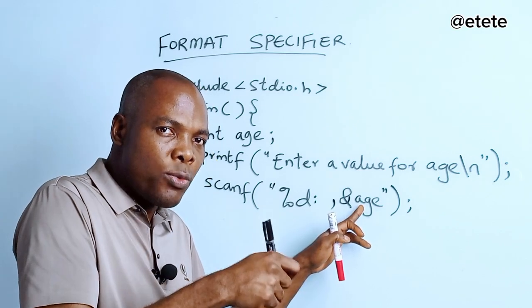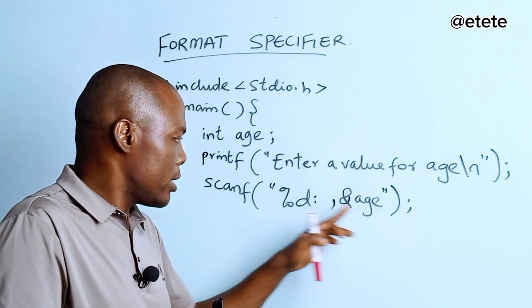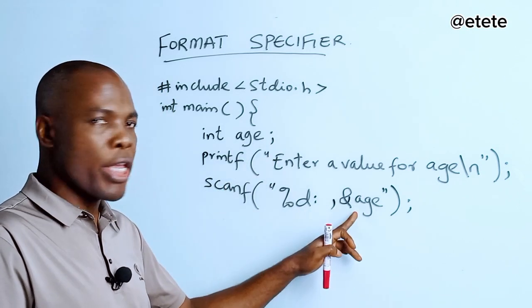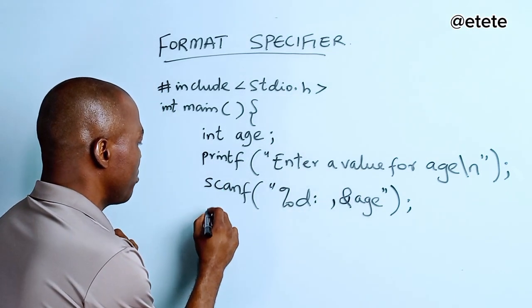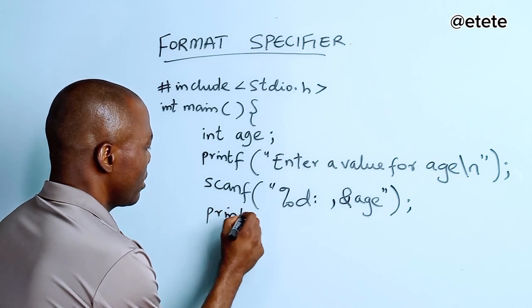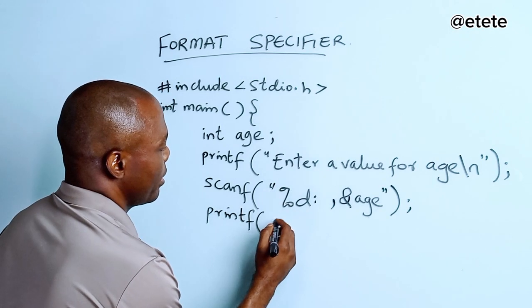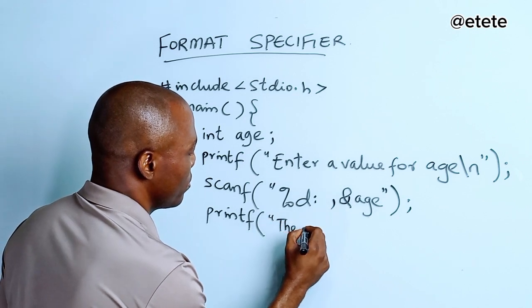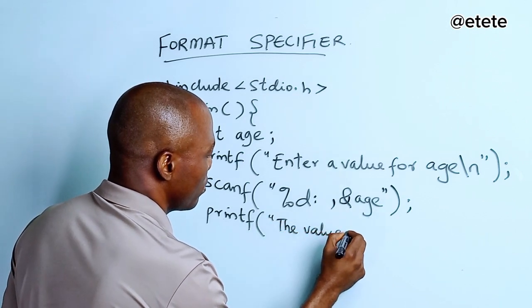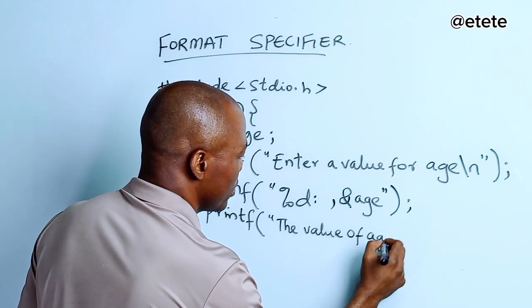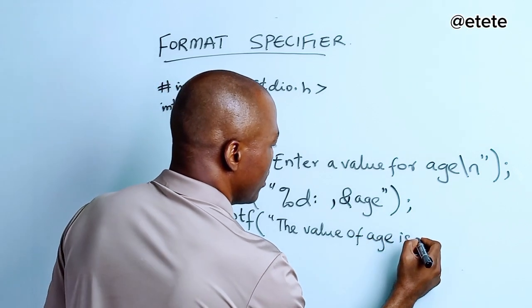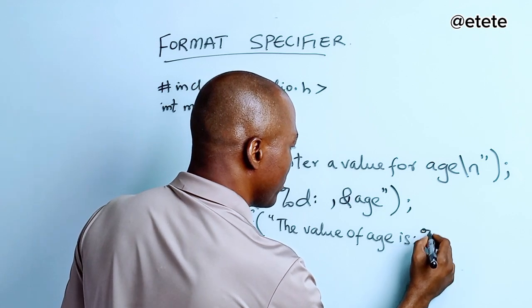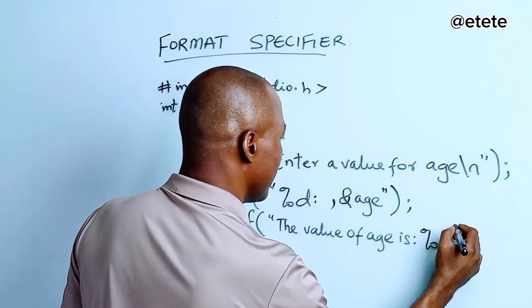So the place where that age is going to be stored is here, but in the integer rem. So it will go there and store age. Then I will come here and I will say printf. Then I will print the value of age is, then I will put this here. Then I will do my format specifier like this.